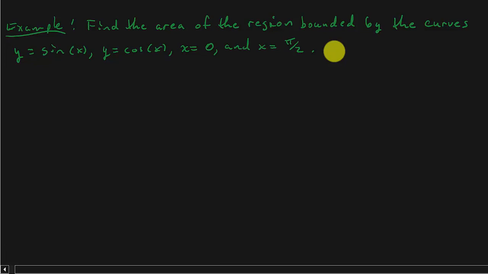All right, so find the area of the region bounded by the curves y equals sine x, y equals cosine x, x equals 0, and x equals pi over 2. All right, so let's graph this thing.